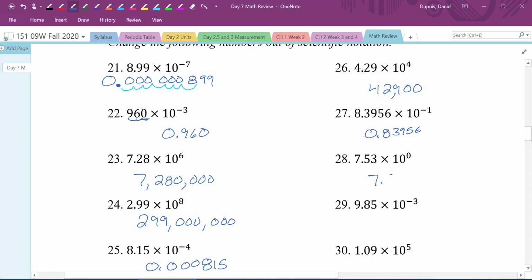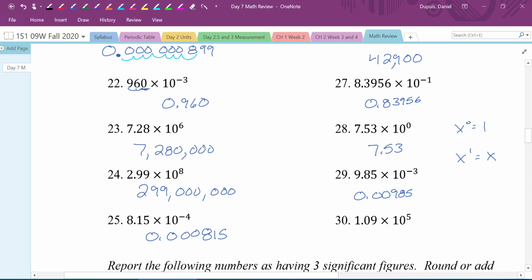All right, 7.53. That's easy, right? Anything to the 0 power is 1, right? So x to the 0 is 1, and x to the first is x. All right, so I have 0.00985. And finally, 109,000. That's going opposite.